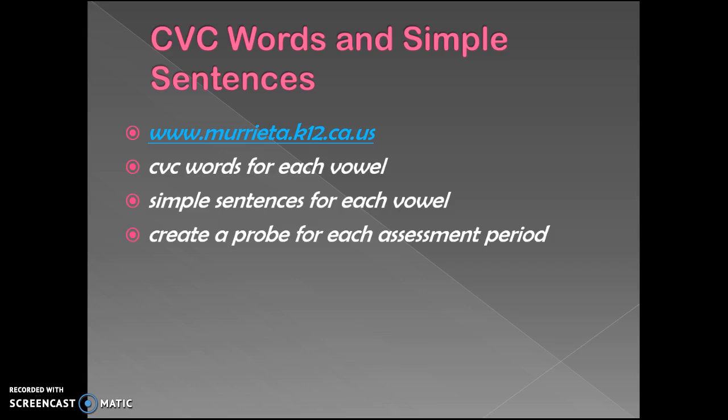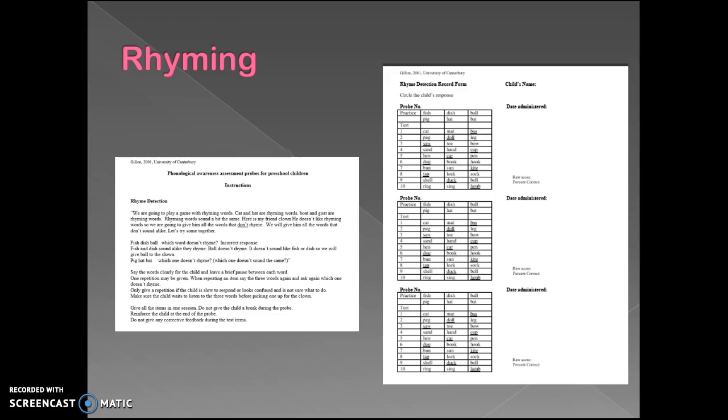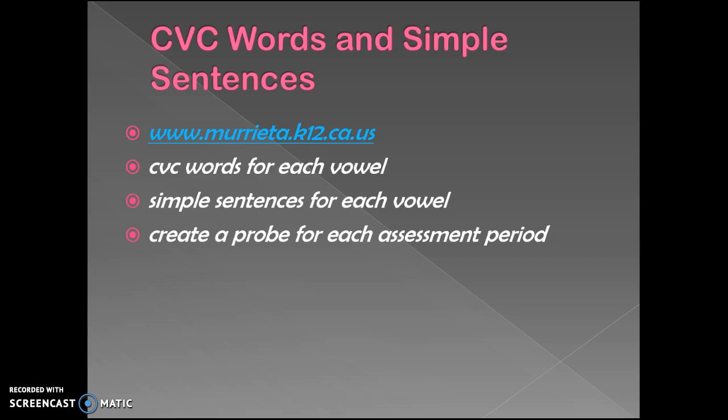As far as CVC words and simple sentences, the Murrieta, California School provides a list of CVC words for each vowel and simple sentences for each vowel that also contains sight words. A probe will be created for each assessment period that contains CVC words from each vowel and a couple sentences containing each vowel sound and different sight words. I will also attach the sheet with the CVC words and sentences along with this presentation.